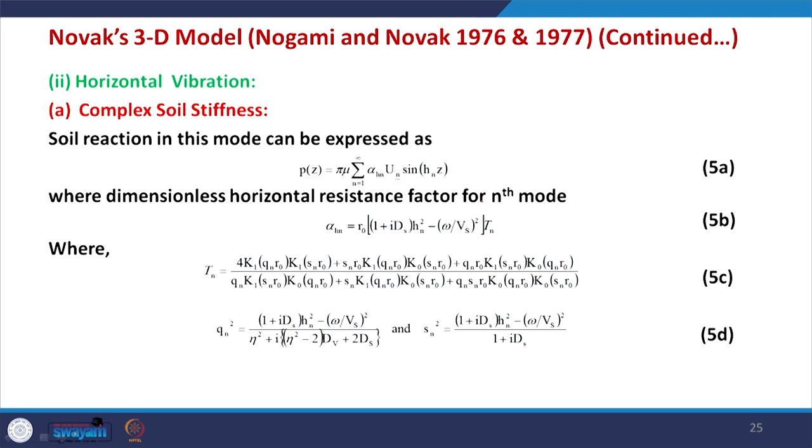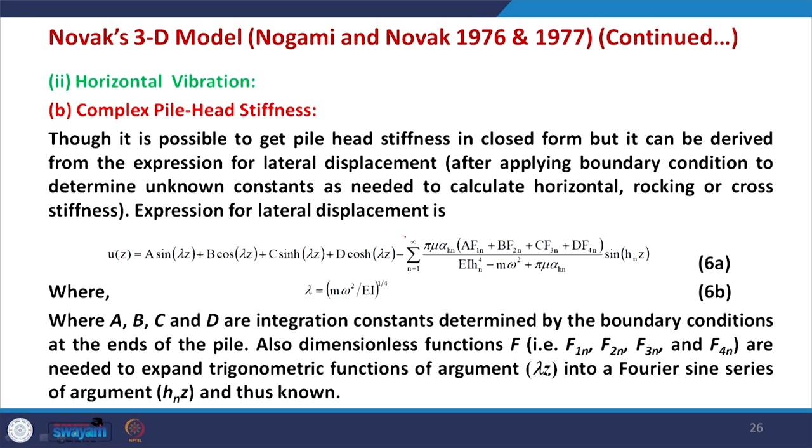And it is again extended for complex pile head stiffness. For this case, it is possible to get the pile head stiffness in closed form, but it can be derived from the expression for lateral displacement after applying boundary conditions to determine the unknown constants needed to calculate horizontal, rocking or cross stiffness. When we talk about horizontal vibration, along with horizontal there could also be rocking, and the same can be used for horizontal mode rocking or cross stiffness.